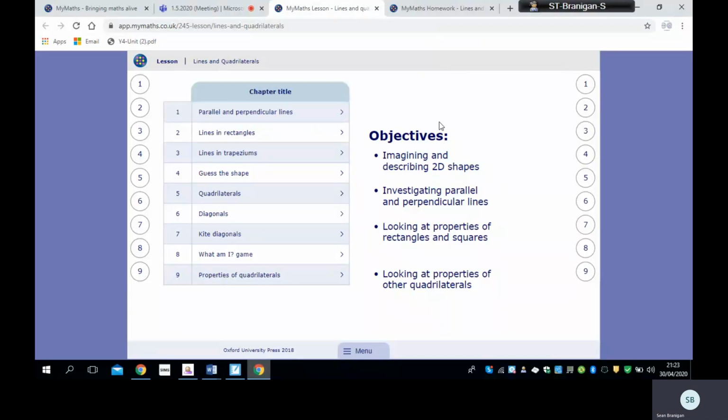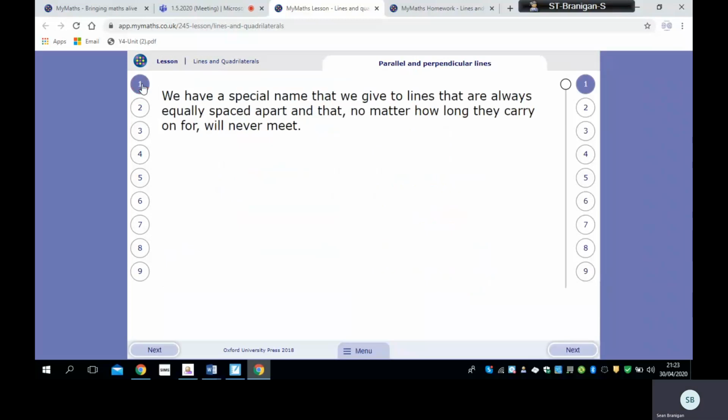So today we're going to be looking at lines and quadrilaterals together. The important vocabulary today is quadrilaterals. Quad means 4. I always think of a quad bike, and laterals means sides, so quadrilaterals means 4 sides. And then we're going to be looking at different types of lines, which are parallel lines and perpendicular lines. So we're going to be having a look at those first.